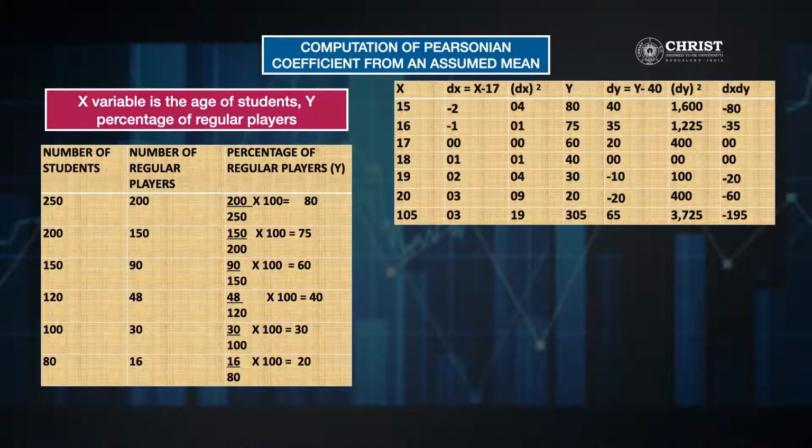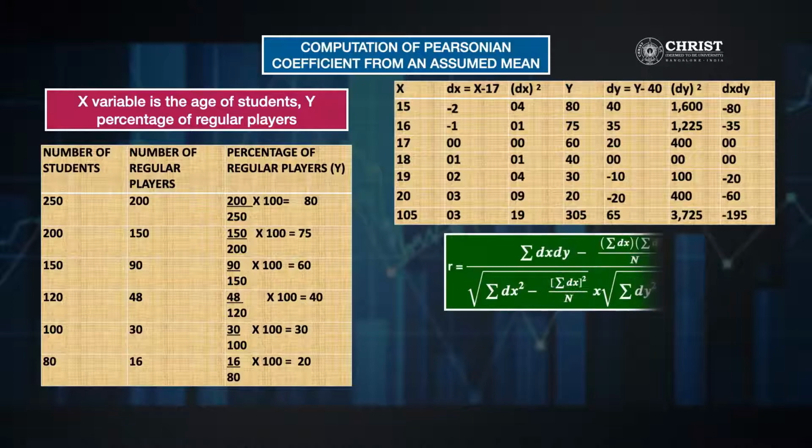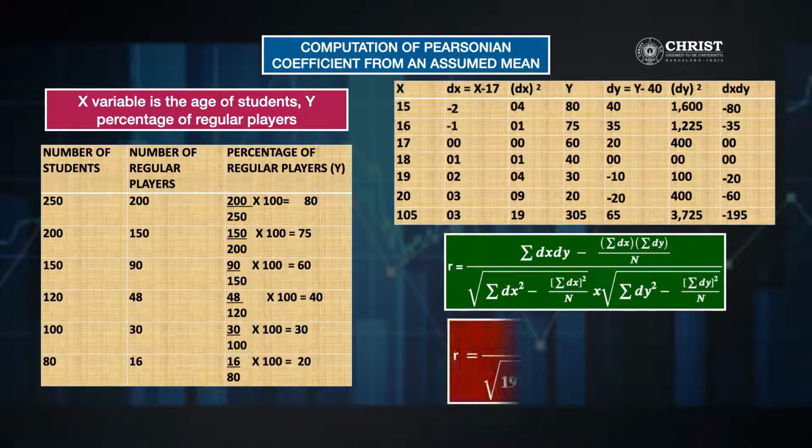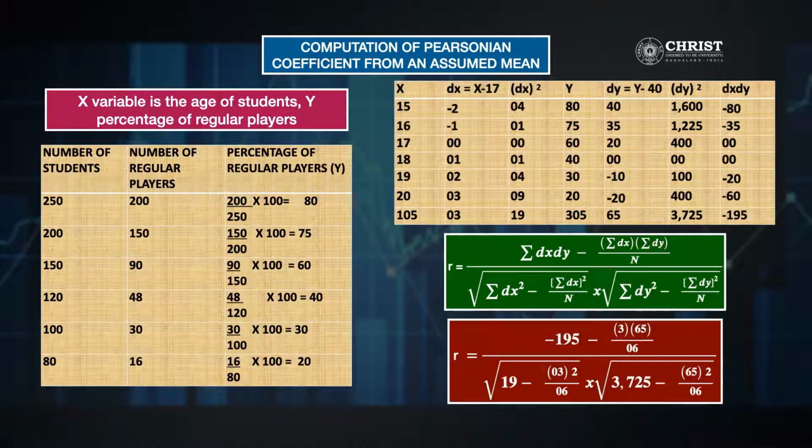Now we have to apply the values in the equation. When you substitute the values in the equation, we will get minus 195 minus 3 into 65 divided by 6, where 6 is the number of observations, the whole divided by root of 19 minus 3 square divided by 6 into root of 3725 minus 65 square divided by 6. So you are getting r value as minus 0.98947.